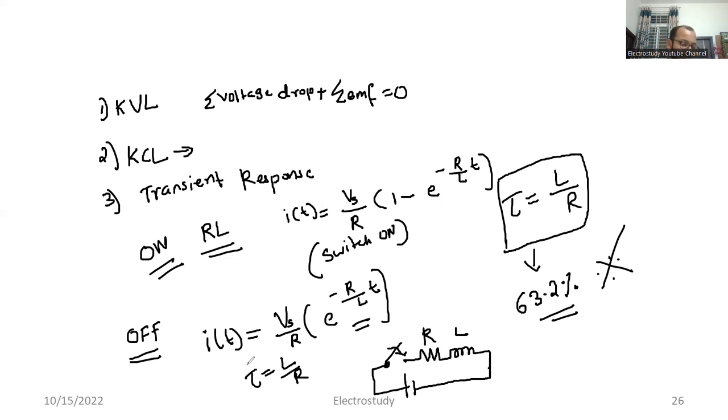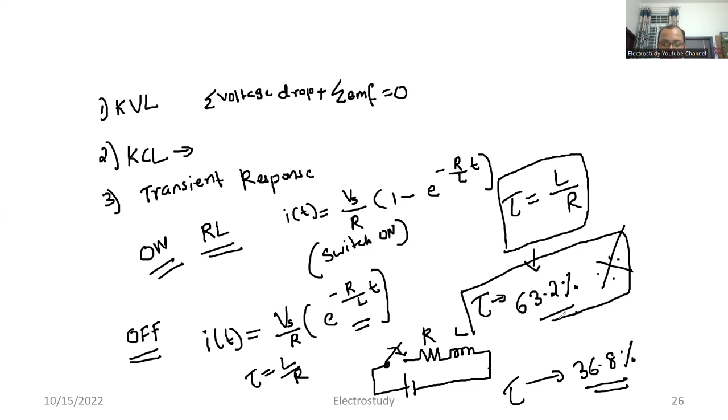So the time tau by which current falls to 36.8% of the final value is called the time constant in case of off condition. This is regarding time constant in case of on condition. So separately you have to bifurcate it.